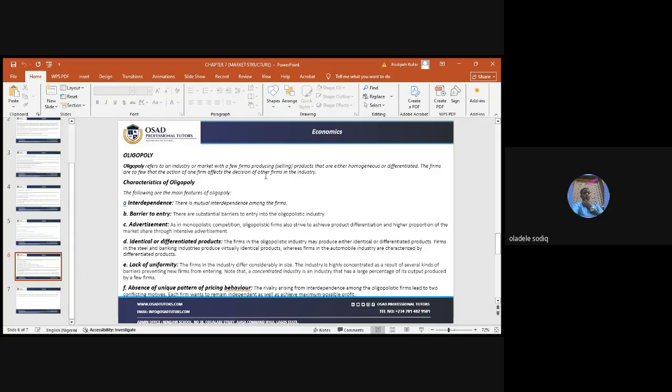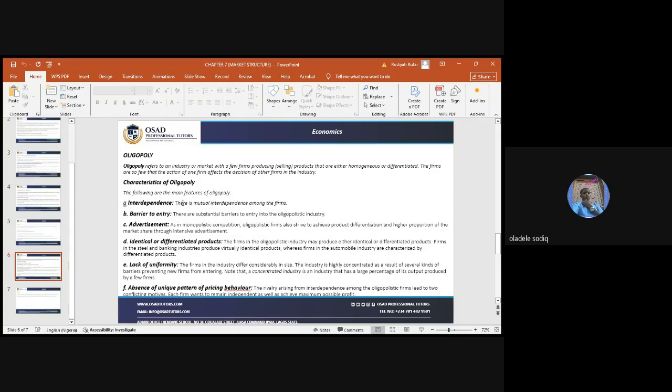It will affect me. By the time you are increasing the price, I cannot reduce the price. If I am reducing the price, you cannot increase the price. That is what oligopoly is. Number one, one of the characteristics of oligopoly is what we call interdependence. That is, there is mutual interdependence among the firms. That is, we don't do the same thing.